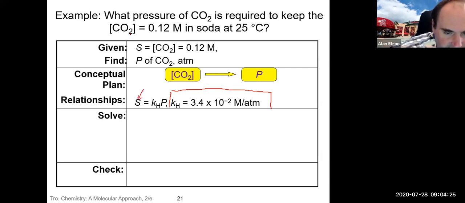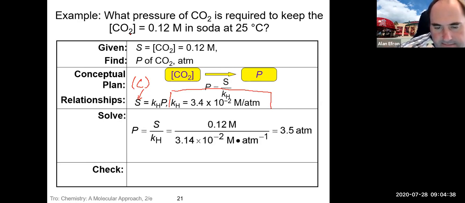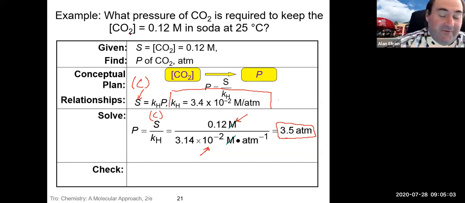Here they use S in this formula. S is solubility, which is concentration. It's the same thing; C or S is sometimes used. If we put this in there, we're looking for the pressure. So the pressure is our concentration, which is 0.12, divided by this constant that we got from our table. And we see that we need a pressure of about 3.5 atmospheres to keep our soda nice and fizzy, and not so flat.